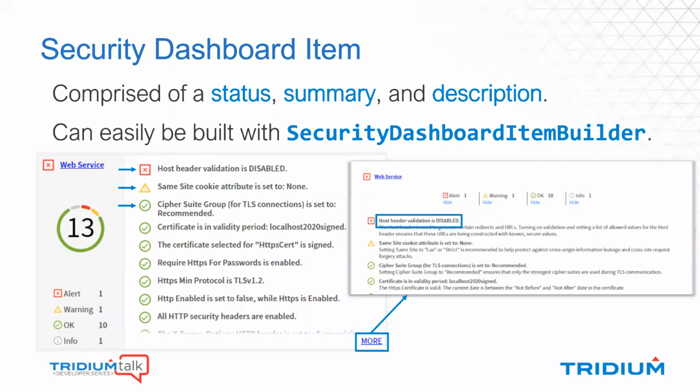The description is a little bit longer, and it should describe what the setting does, what the recommended setting is, and what the consequences are if you don't use the recommended setting. And as a developer, you'll be responsible for creating the status, summary, and description for any item that you put on the dashboard. And to do that, we have the security dashboard item builder class, and we'll see that in action later, but it makes it really easy to add items to the dashboard.